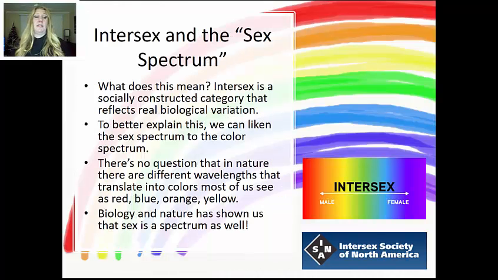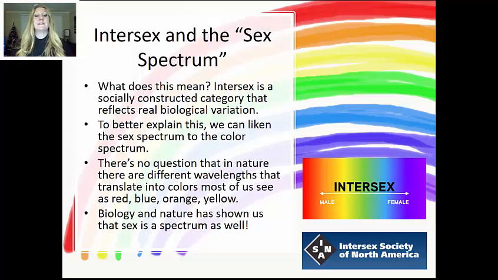So what does this mean? Intersex is a socially constructed category that reflects real biological variation. To better explain this, we can liken the sex spectrum to the color spectrum of the rainbow. There's no question that in nature there are different wavelengths that translate into colors most of us see: red, blue, orange, yellow. Biology and nature has shown us that sex is a spectrum as well.